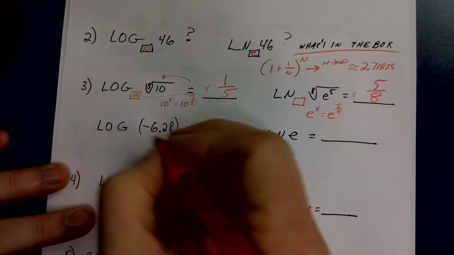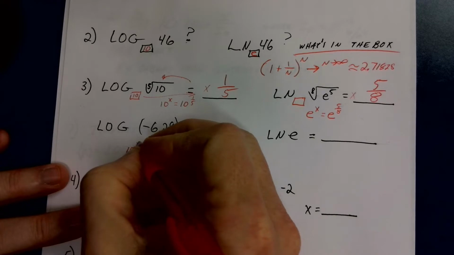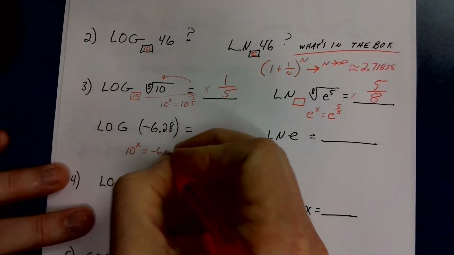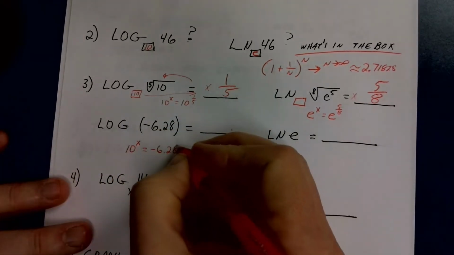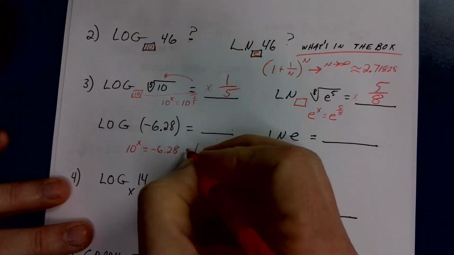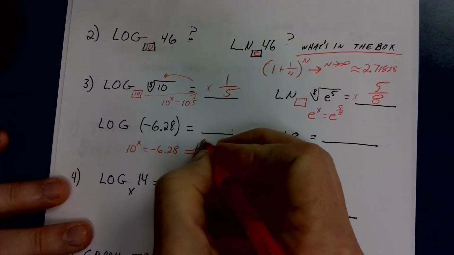Now, this one right here says this. Basically, if I rewrote this, it says 10 to what power equals negative 6.28? Well, 10 to the x, if I do a quick little graph, 10 to the x, it looks like this, right?